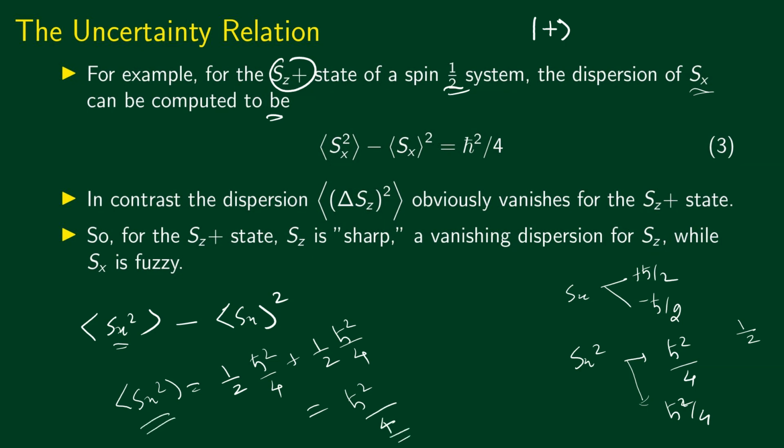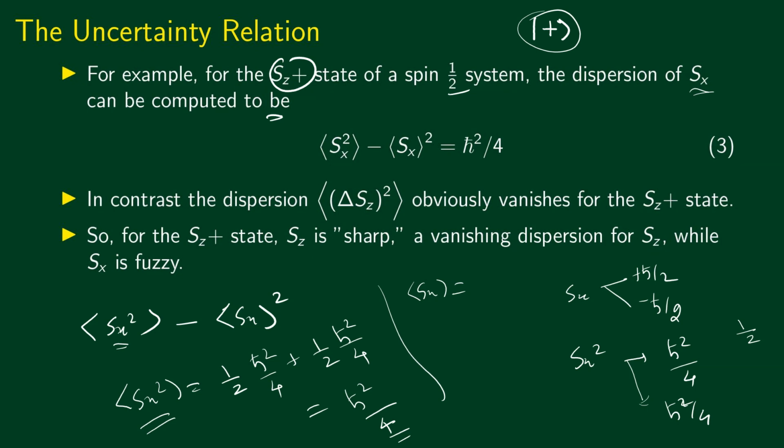You can calculate it in the other way also. What about the average value for Sx? Clearly the average value is 0 because we have got h bar by 2 and minus h bar by 2. When we add them with a weight of half each, you get 0. So from here you see that the dispersion of Sx in the state ket plus is actually h bar square by 4.